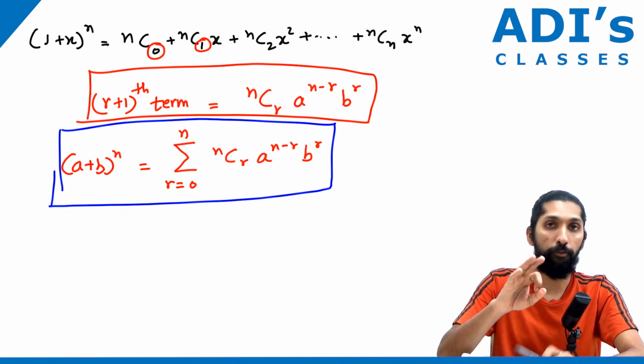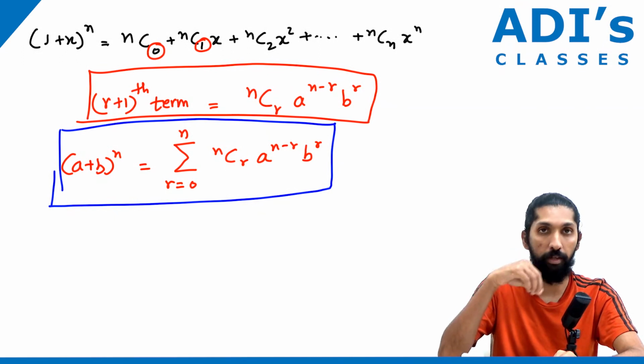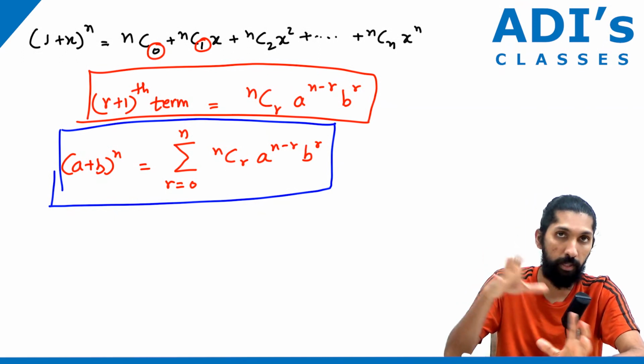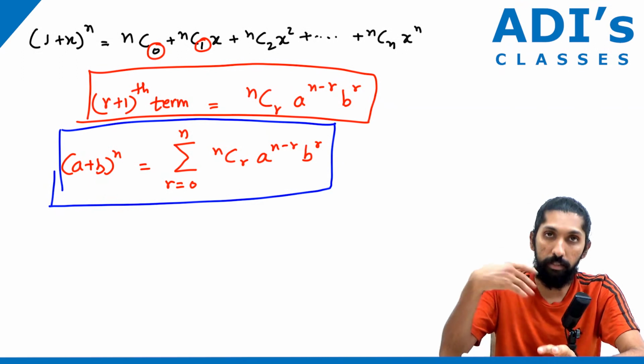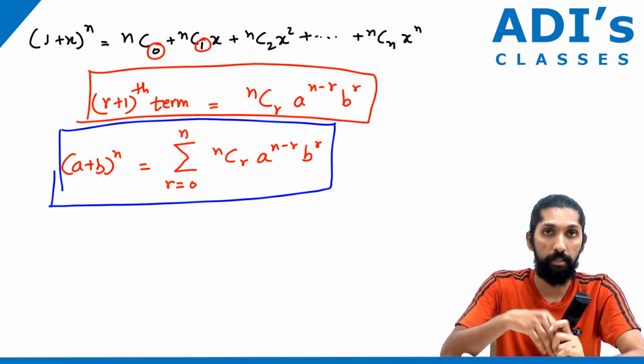Now, there are 3 or 4 types of problems in this. So the first one is going to be just normal expansion. And the other types we are going to discuss in the next video.